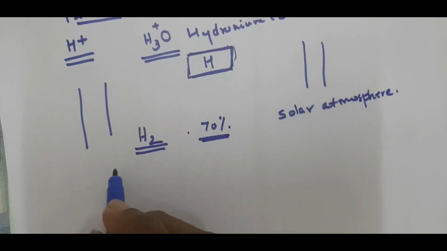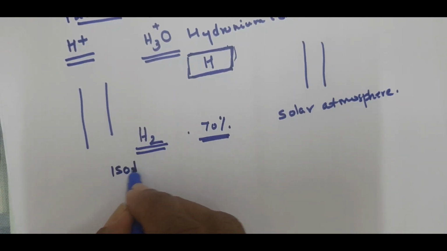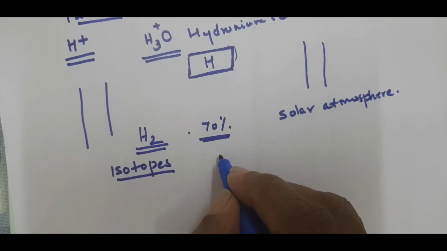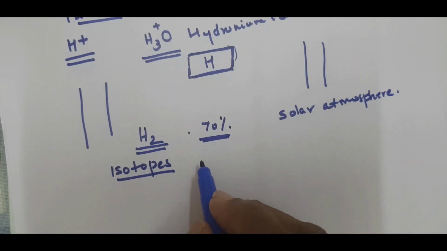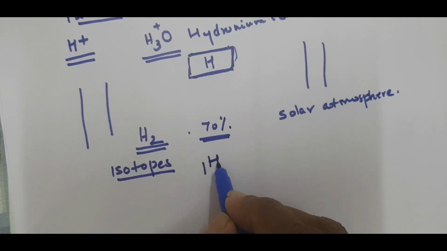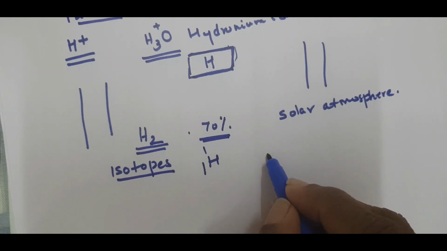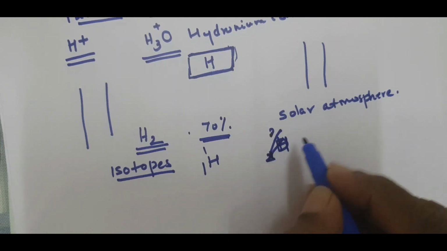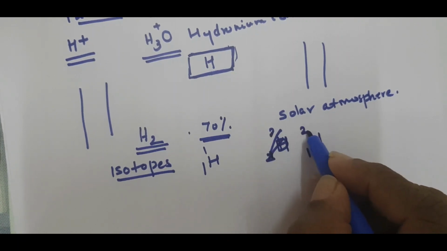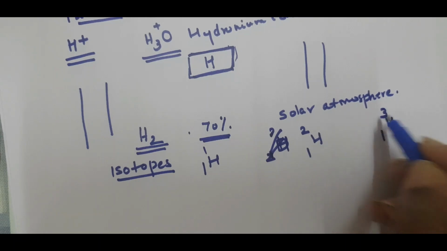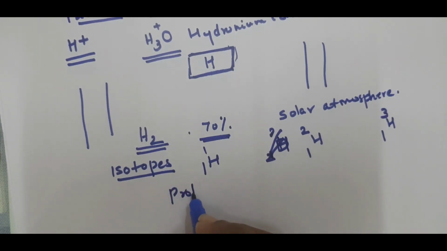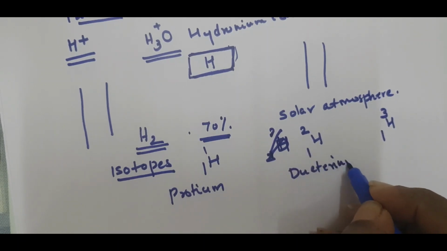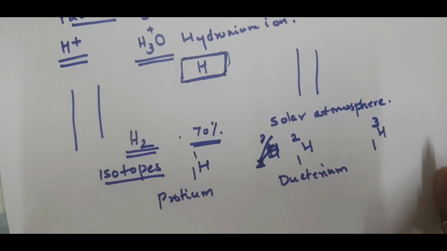One more important aspect of hydrogen is its isotopes. You know what isotopes are? Isotopes mean same atomic number but different mass number. Now there are three isotopes of hydrogen. One is protium, 1H1, then deuterium, 1H2, and tritium, 1H3. So the first is protium. Then this is deuterium. Deuterium is also named heavy hydrogen, and the third is tritium.